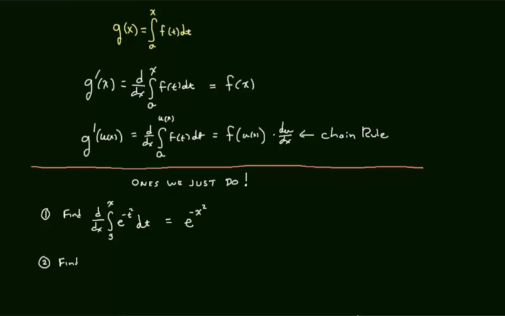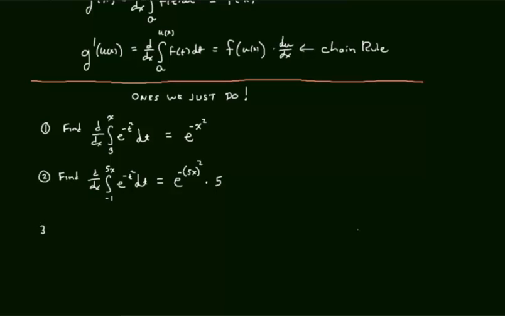Number 2. We're going to find the derivative with respect to x. Okay, pick a number, any number, good, negative 1. This time it's not going to be x, it's going to be a function of x, it's going to be 5x. Same integrand, e to the negative t squared dt. This time we're just going to do it. So we take the 5x and plug it in for t. But then by the chain rule, I have to multiply by 5.